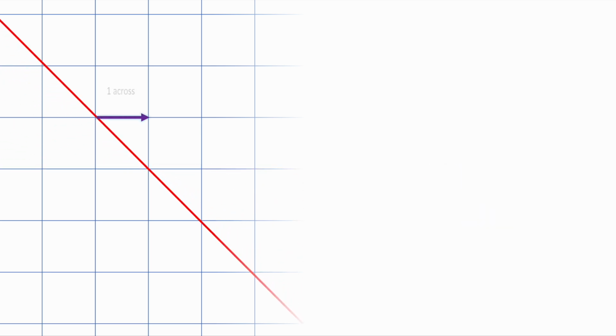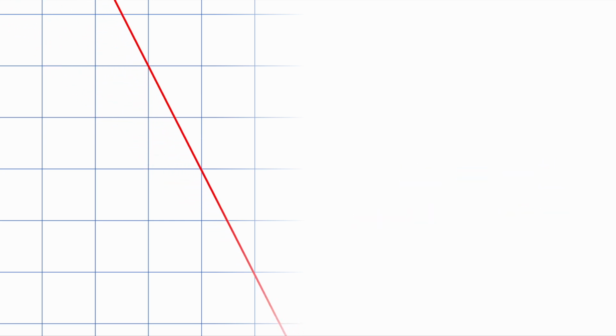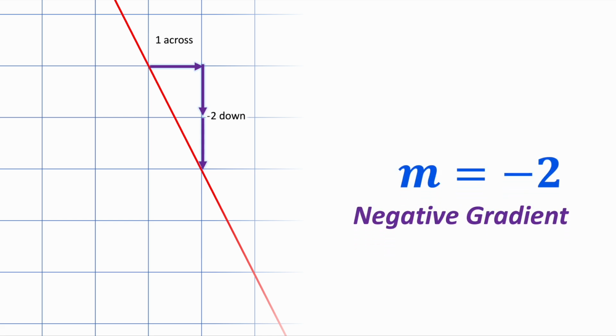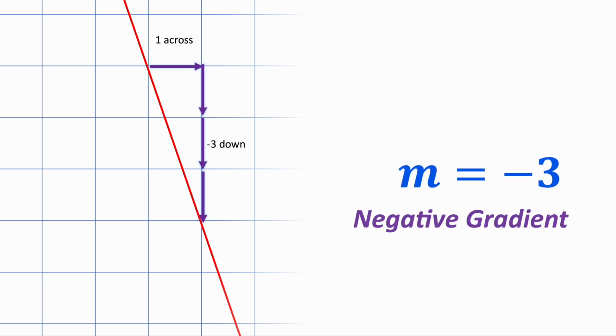Now we can keep going, we can go 1 across, and this takes us 1 down. And when we say 1 down, we mean minus 1. And so the gradient here is negative because the line is going down. And we can either have 1 across, 2 down, which means a gradient of minus 2. Negative gradient. And of course, a gradient of minus 3, like that.